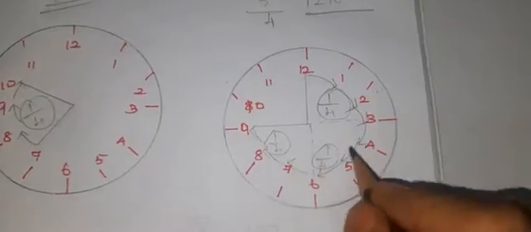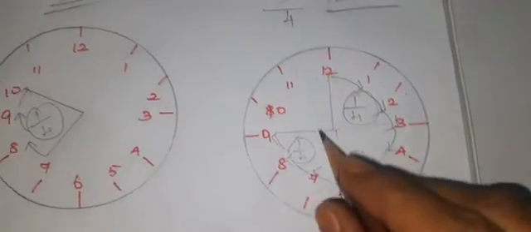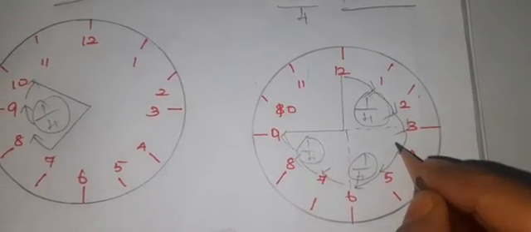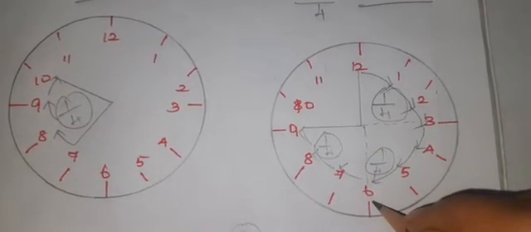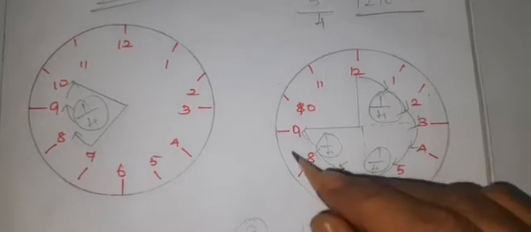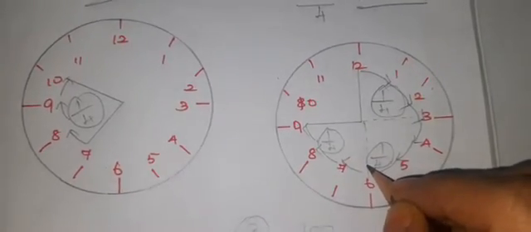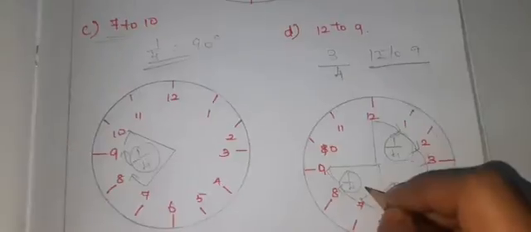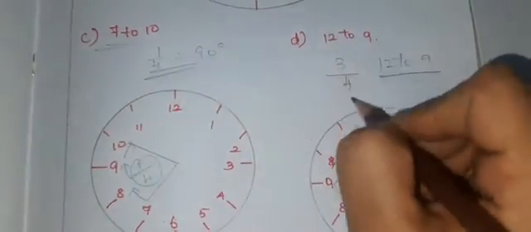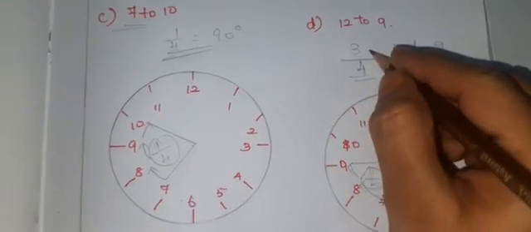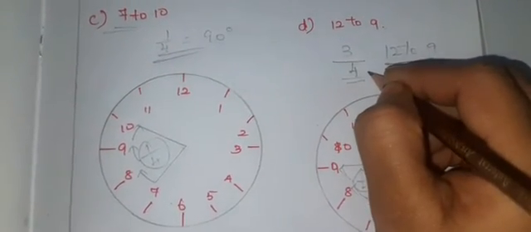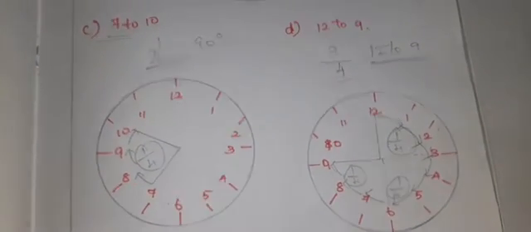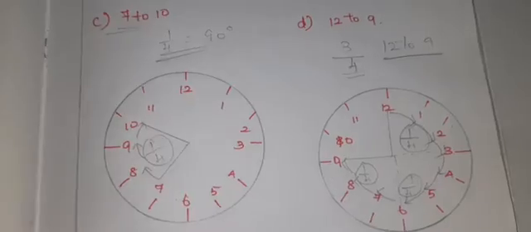I have drawn the dotted lines in order to mention where the right angles are formed. So 12 to 3, one right angle is formed. 3 to 6, another right angle is formed. And 6 to 9, another right angle is formed. So totally there are 3 right angles formed in this revolution. So from 12 to 9, it is 3 right angles. So we mention it as 3 by 4 of the revolution. The next 2 problems you are going to solve, students. Now let's solve the second main question in the exercise problem.